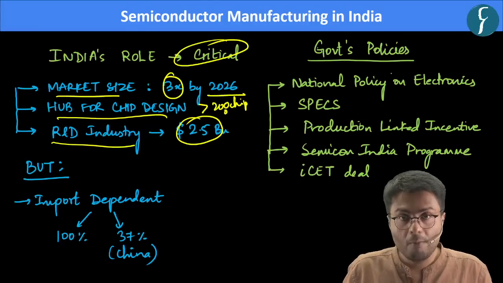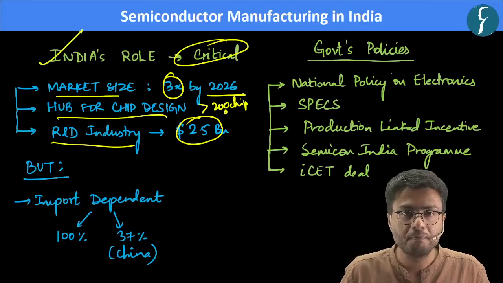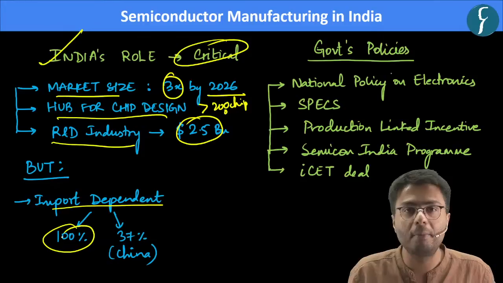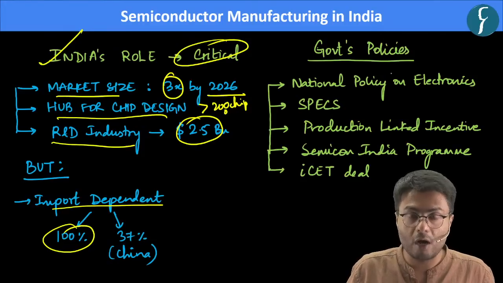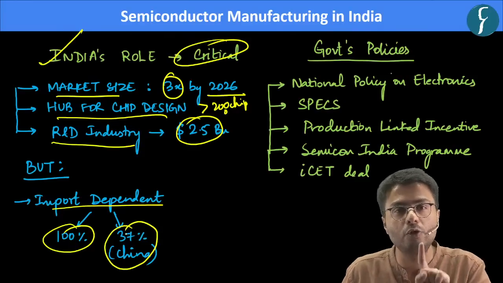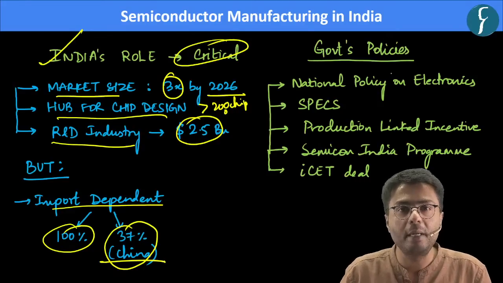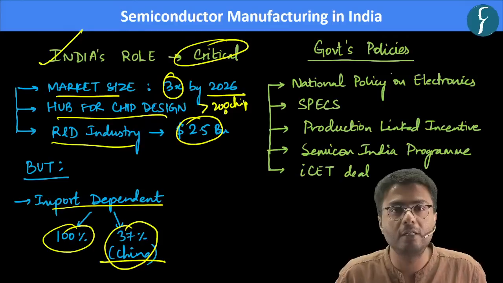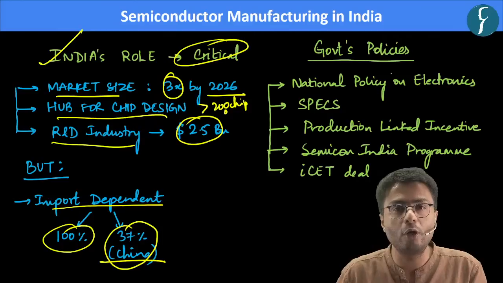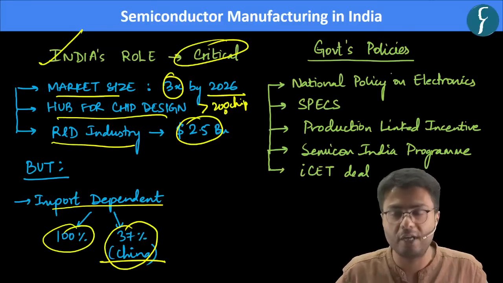semiconductors. But there is also a catch related to India's role in semiconductor manufacturing, because currently India is completely import dependent for all its semiconductor requirements. And out of this 100%, 37% of semiconductors are sourced from only one country, that is China. And in this regard, the government wants to reduce our import dependency on semiconductors. And therefore, it has brought forward many policies which will enable India to emerge as a global semiconductor manufacturing hub.